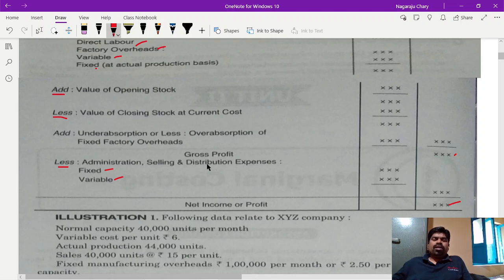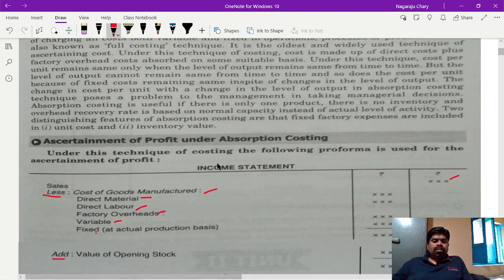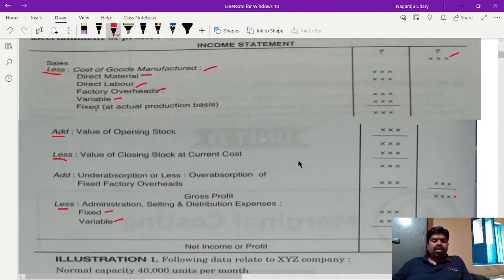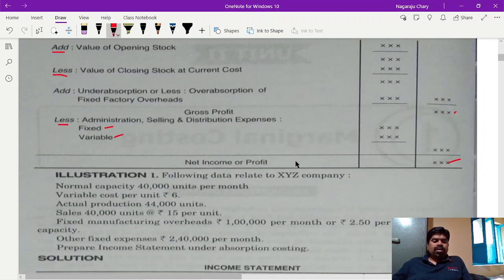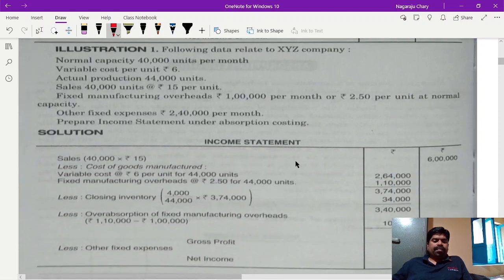But with variable cost, if the production is increased, the cost may be increased. If there is production, then only variable cost is there. So that's why in absorption costing, there is no deviation between fixed cost and variable cost. The total cost is to be taken into consideration. That is absorption costing. So under absorption costing, like this, we have to calculate profit and loss. So let us see one problem under this absorption costing.